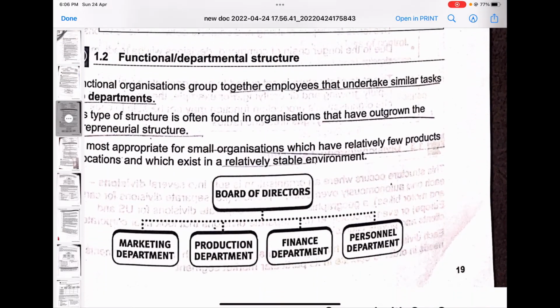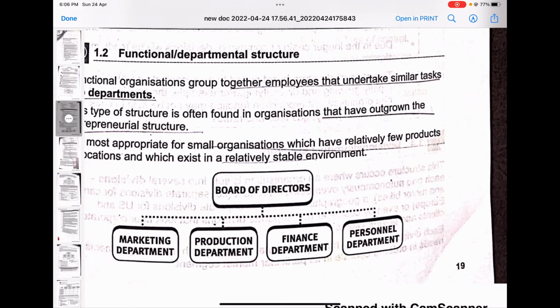Moving on to the functional or departmental structure. By the name, we know that they're talking about various departments, various functions. Functional, departmental, they are the same thing. Do not get confused. Functional organizations are the same as departmental organizations. Functional structure is the same as departmental structure.